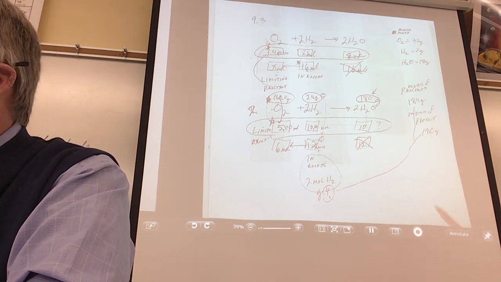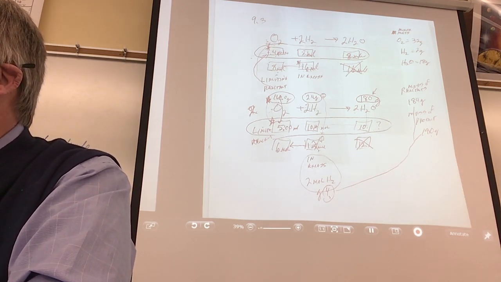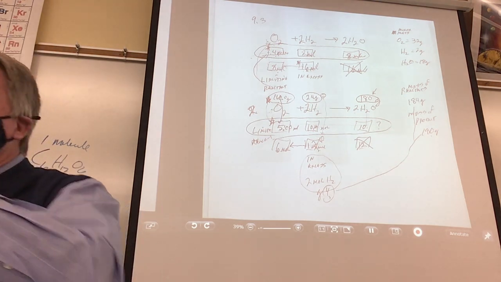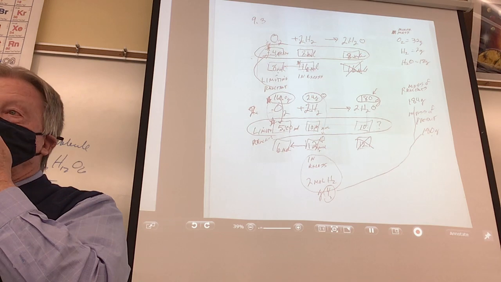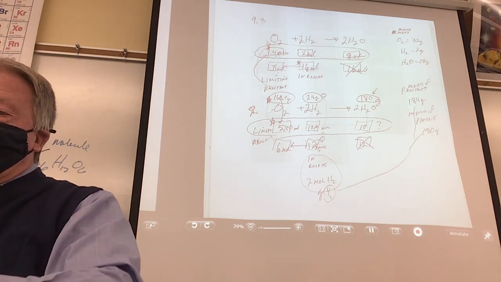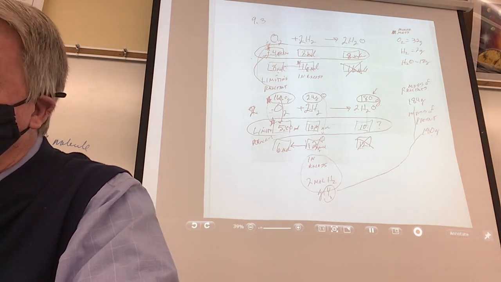Okay, what do you think about that? That's pretty neat how that works. So I wouldn't expect these numbers to match on a limiting reactant problem, because one of them is going to be left over. It's like that.